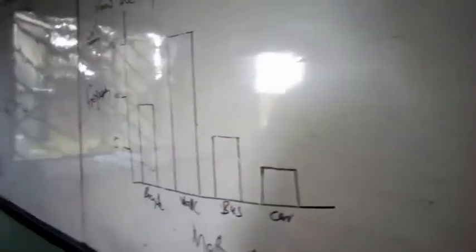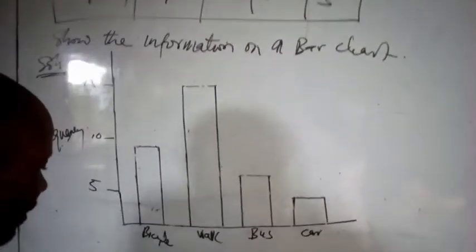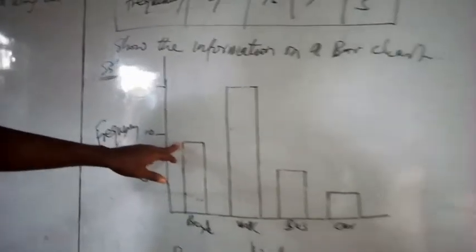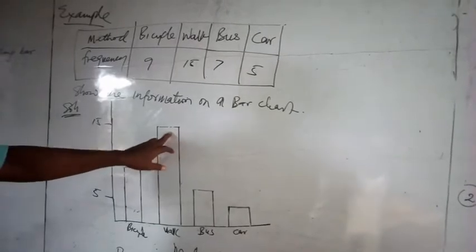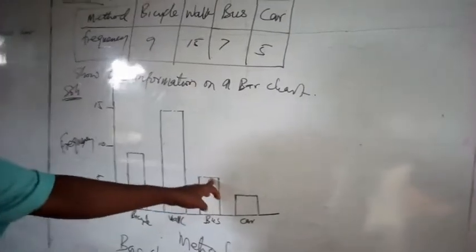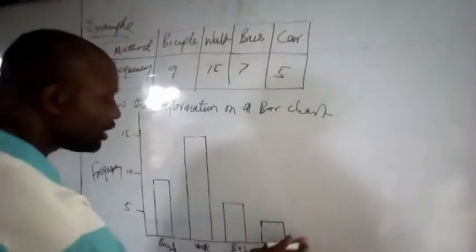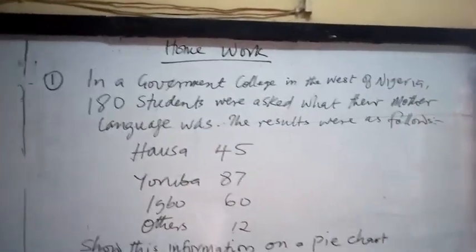Now, you can see that this is what we call the bar chart. Bar chart. That represents this. You can see bicycle has 9. Remember, it's not up to 10. Those that walk to school is 15. Those that travel with bus is 7. From here, you can measure your 7. Those that travel with car is 5. You can get your 5 here. And what you need to note is that the spaces between the bars must be equal. And the bars also must be of equal width.